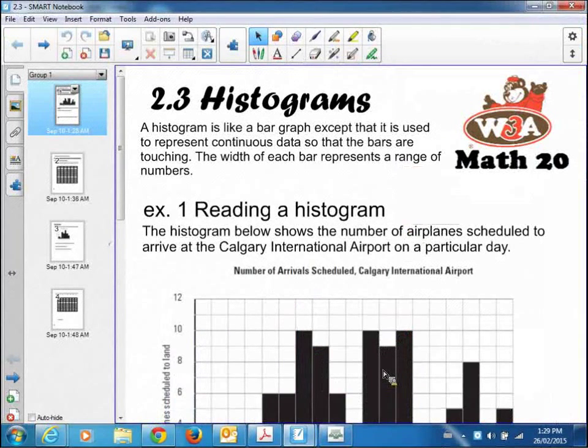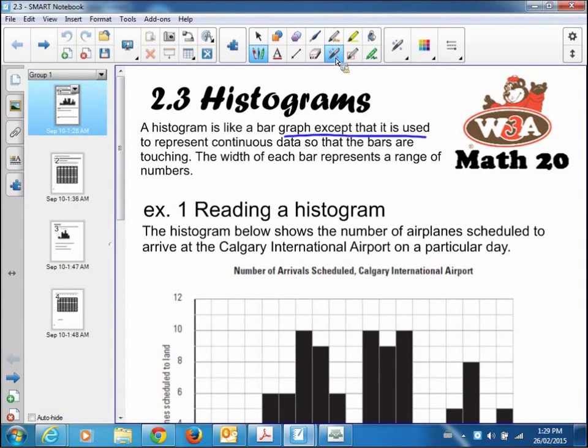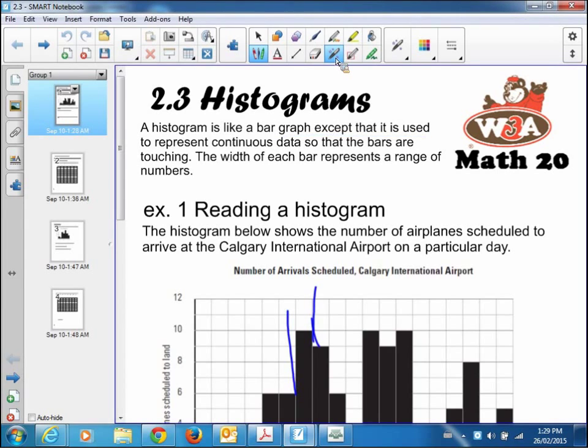So, 2.3 histograms. Let's see. What's a histogram? It's like a bar graph, but it represents continuous data. So the bars need to touch in a histogram. That's what you'll notice. There's no spaces in between them. The width of each bar represents a range of numbers.